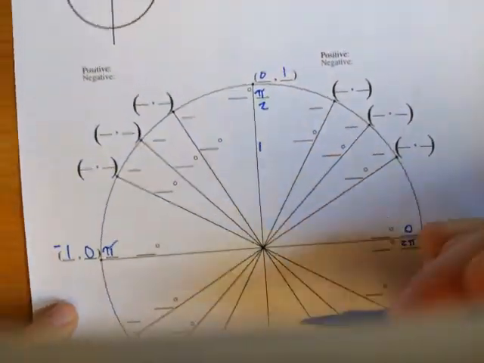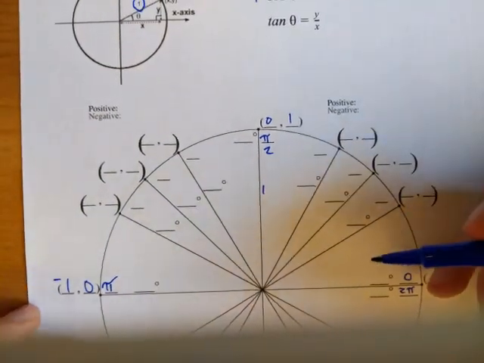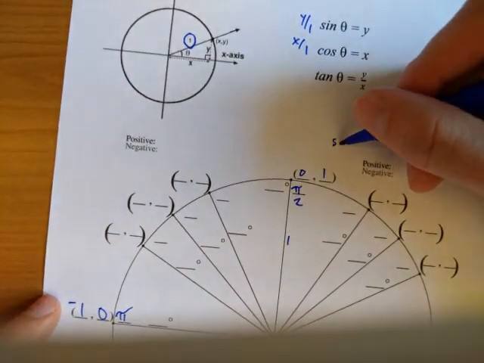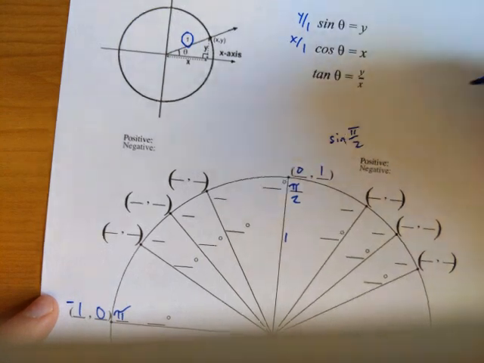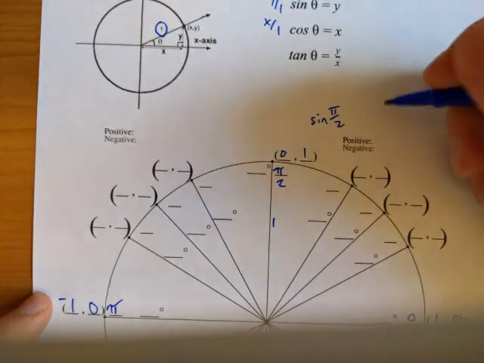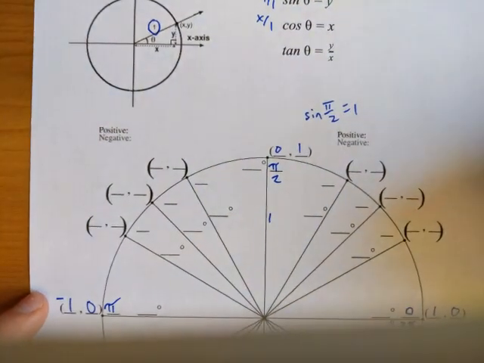And so once we know these coordinates, again, the whole point of this is now we can find trigonometric values super easily. If I ask you sine of pi over 2, that's just this y coordinate right here. Sine of pi over 2 is just going to be 1, piece of cake.